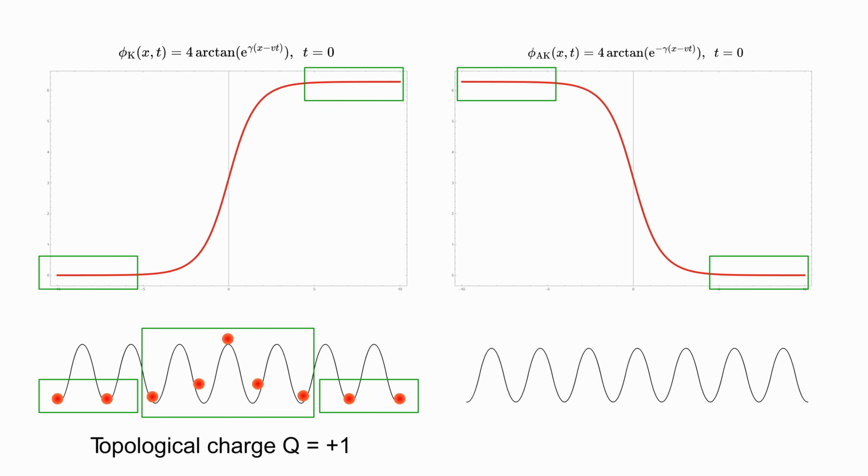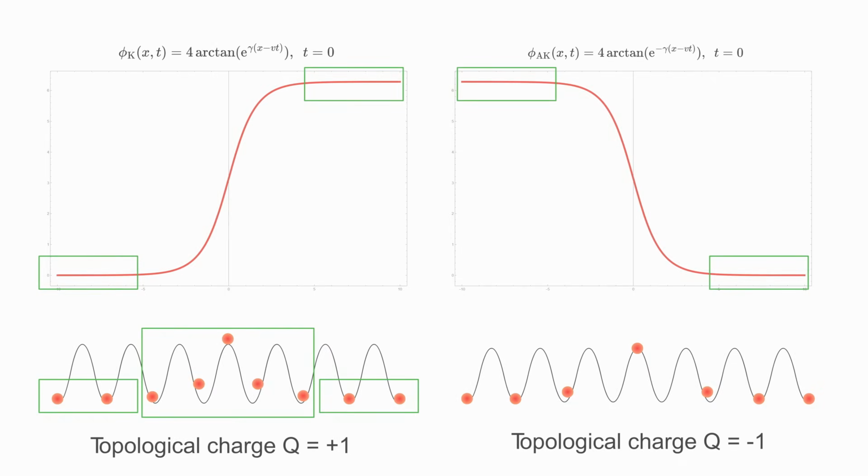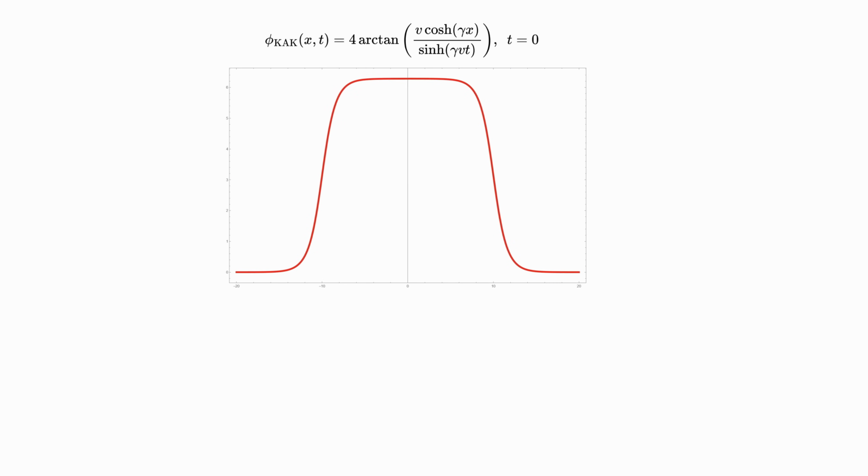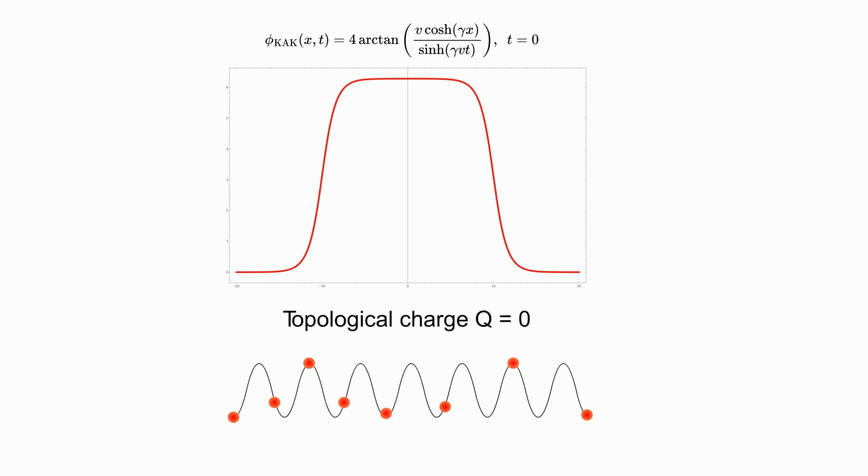For anti-kink, the situation is different in such a way that instead of one extra particle, you are missing one particle, which makes the shift in the opposite way, and therefore the topological charge is -1. If you have kink-anti-kink configuration, then the topological charge is 0, as you have the same number of particles as the number of minima, but the energy of the configuration is high.